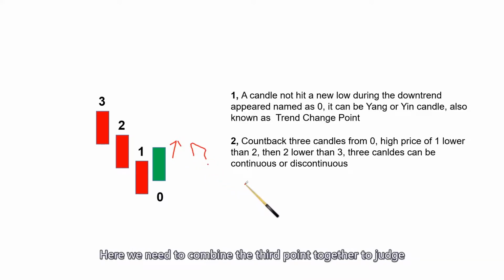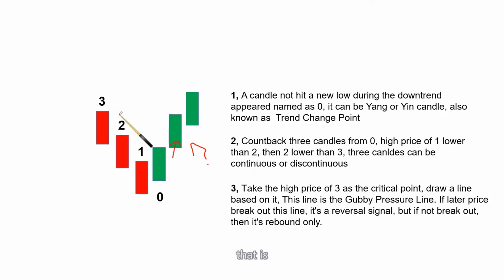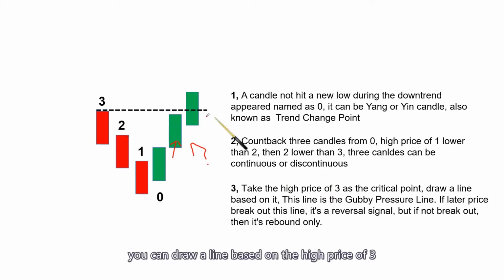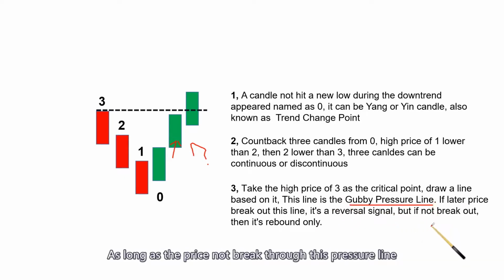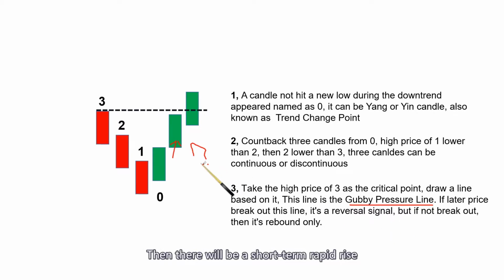Here, we need to combine the third point to judge together. We can take the high price of 3 as the critical point of the trend. That is, you can draw a line based on the high price of candle 3. This line is the Guppy pressure line. As long as the price does not break through this line, it is a rebound only. But if it breaks through, it is a reversal of the trend. Then there will be a short-term rapid rise.